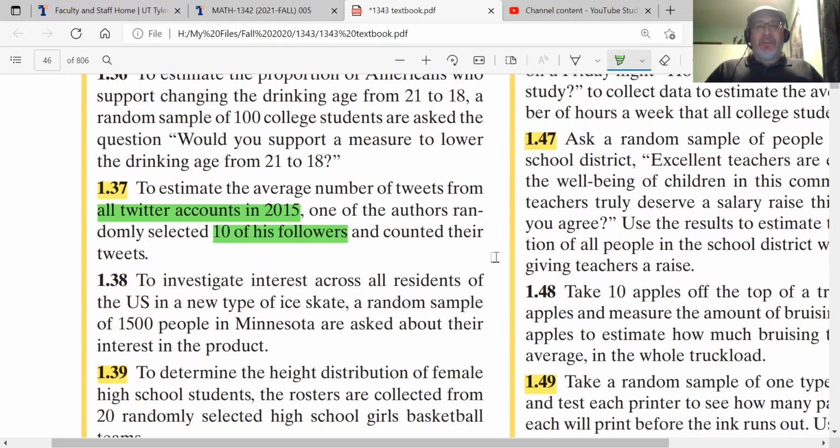But what's the population they're investigating? All Twitter accounts. However, this sample is not representative of all Twitter accounts because these 10 followers have something in common that the entire population doesn't. What do they have in common? Well, they follow the author. So the sample would better reflect a population of all of the author's followers as opposed to all Twitter accounts. In order for it to reflect all Twitter accounts, he would need to randomly select from all Twitter accounts, not just from his followers.